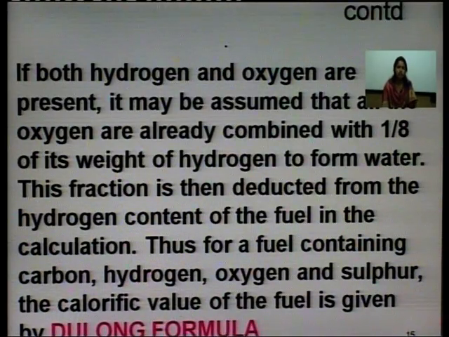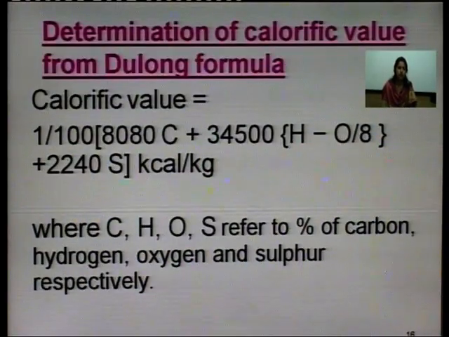What is written here is that if both hydrogen and oxygen are present, it is assumed that oxygen reacts with 1/8 of its weight of hydrogen to form water. So, that fraction is deducted from the hydrogen content. So, what is the formula of Dulong? That is the determination of calorific value from Dulong's formula.